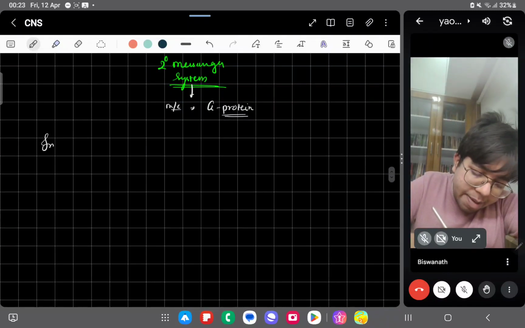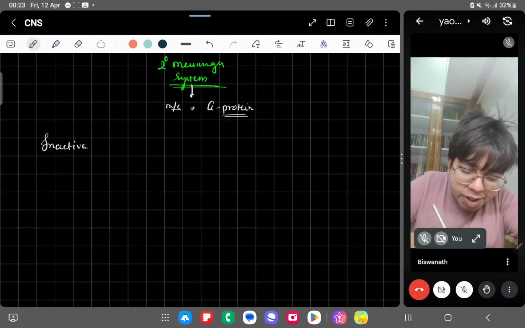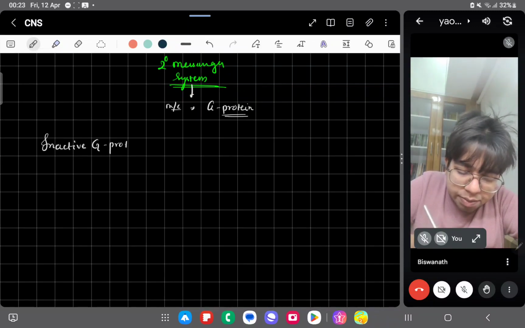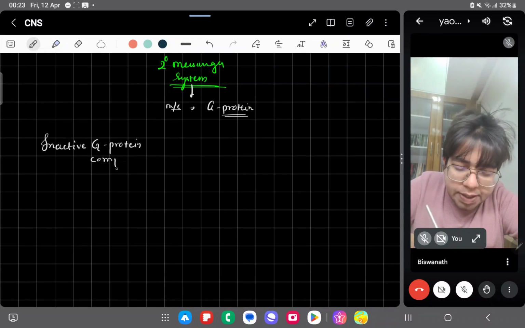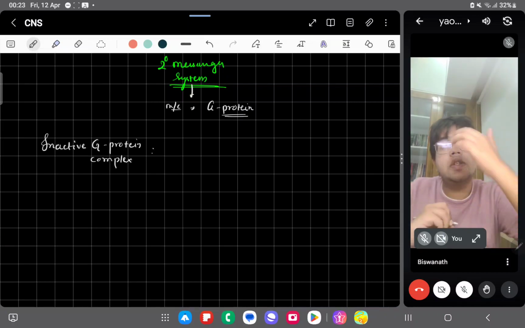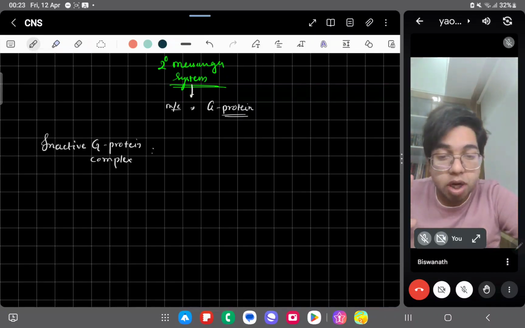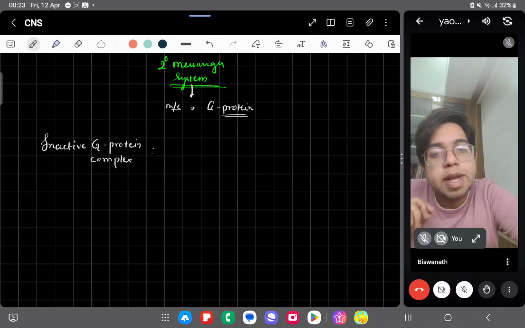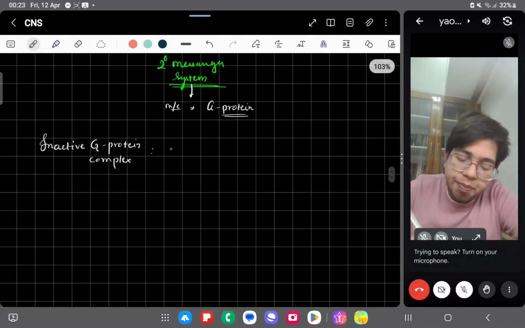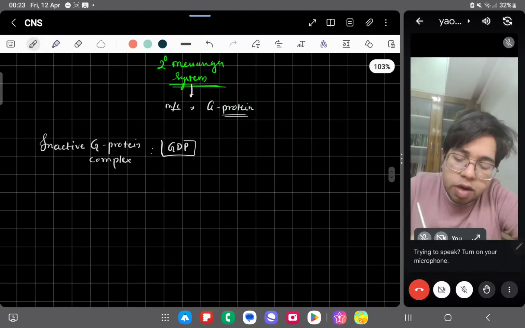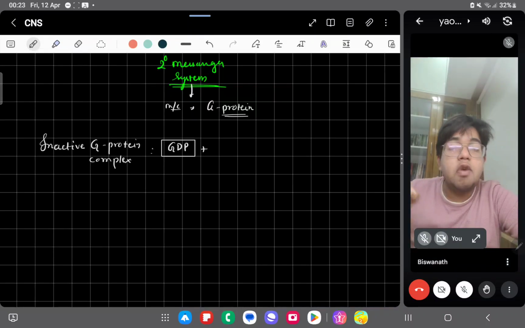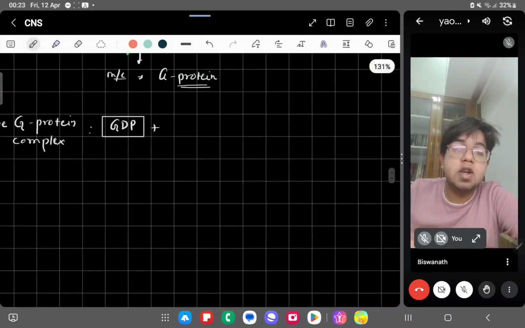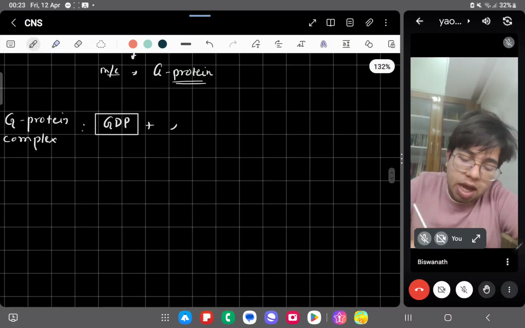So basically we have an inactive G protein complex first. So inactive G protein complex is important. Just listen to me very, very carefully. Inactive G protein complex is basically having a GDP. Note the components. GDP. We have an alpha component, which is also called the activator portion. Alpha component.